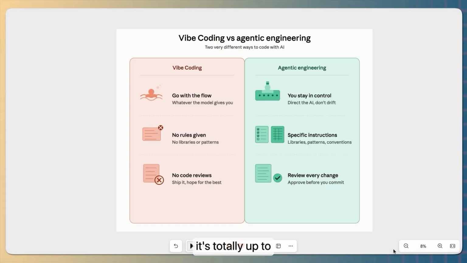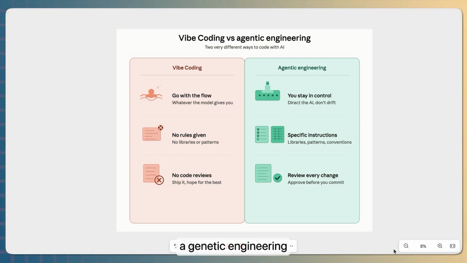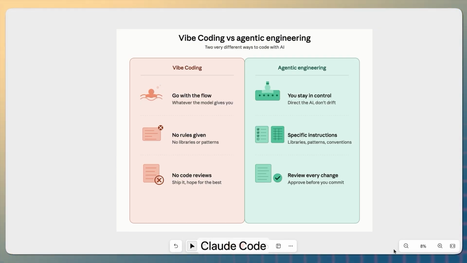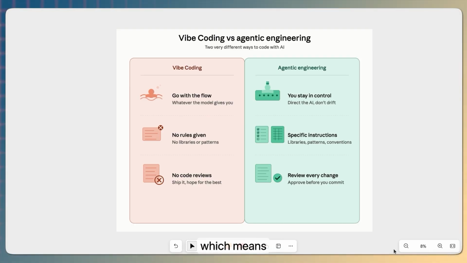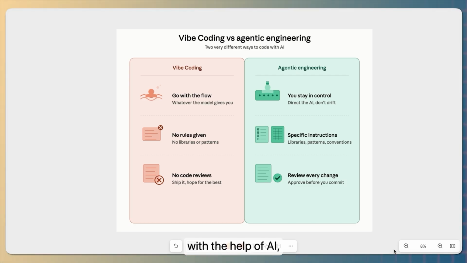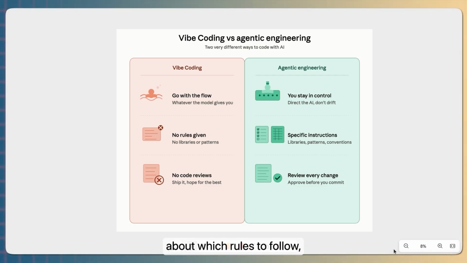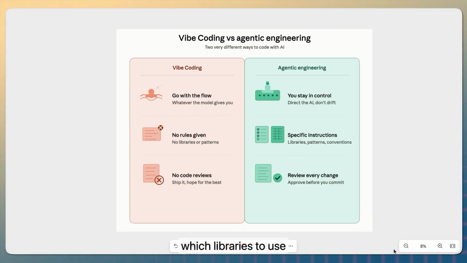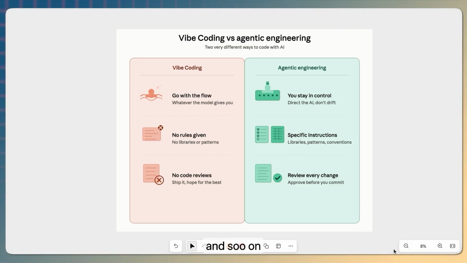And it's totally up to you. You can use it for just vibe coding, or you can also do agentic engineering with the help of Claude Code. If you are doing agentic engineering with it, which means you stay in control, you may still generate the vast amount of your code with the help of AI, but you give the AI pretty clear instructions about which rules to follow, which libraries to use, and which patterns to use. You will review the code as well, and so on.